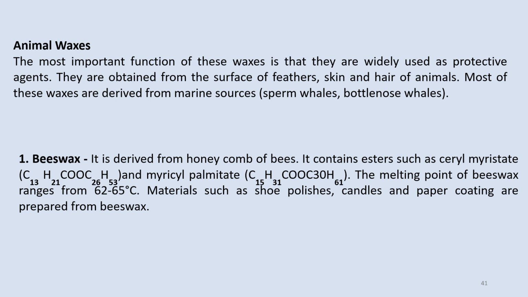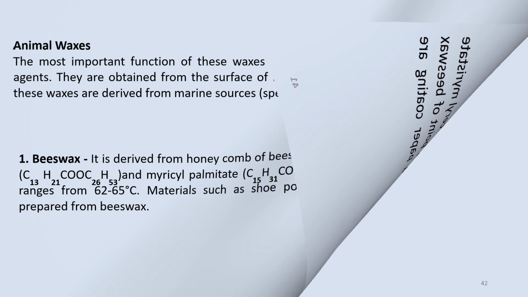Sorry, there is a mistake. When you want to write about that carbon atom, it should be corrected for the myricyl palmitate. The melting point of beeswax ranges from 62 to 65 degrees centigrade. Materials such as shoe polish, candles and paper coating are prepared from beeswax.